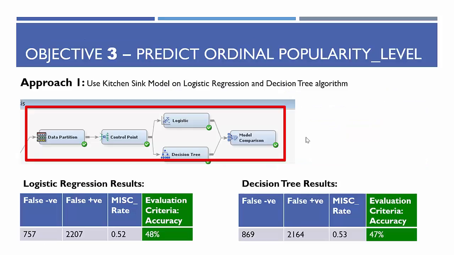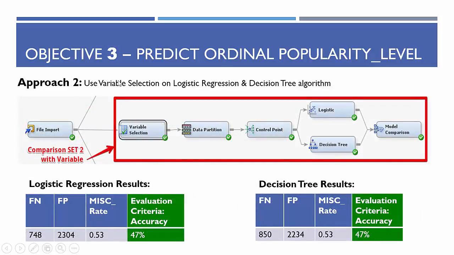Objective 3 was to predict ordinal popularity level, in which we further classified popularity as low, medium and high based on the number of shares, with thresholds of 1100 and 2100. Approach 1 is a similar approach using kitchen sink on logistic and decision tree. We obtained accuracies of 48% and 47% respectively. In approach 2, we used a variable selection technique on logistic regression and decision tree to filter out the number of attributes, and the evaluation criteria gives us 47% and 47% accuracy.